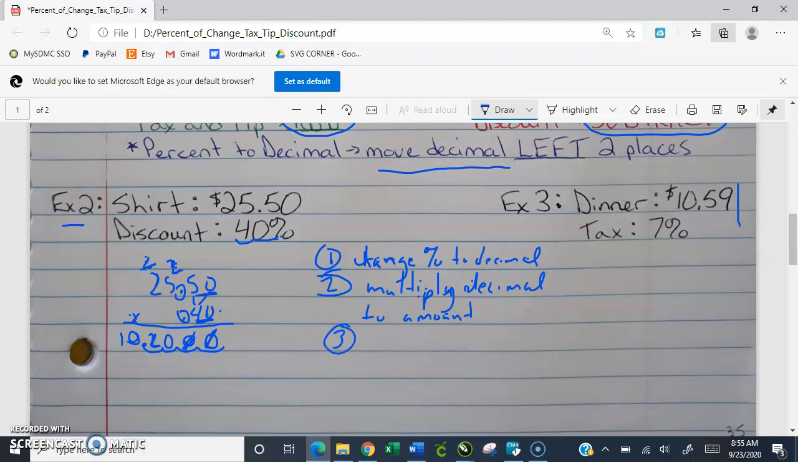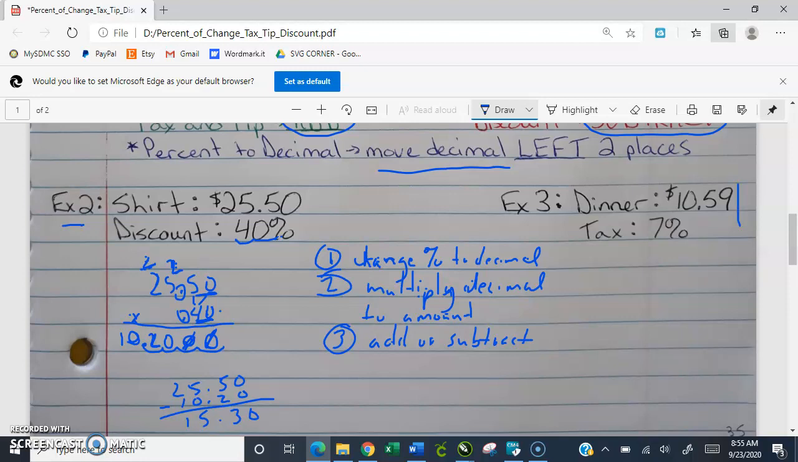So the third thing we do, we either add or subtract depending on what it's asking. Right here it's asking us for a discount, so we have to subtract the discount. We have $25.50, that's our original price, minus $10.20. When we subtract it, we get a new price of $15.30. So that's 40% off of 25.